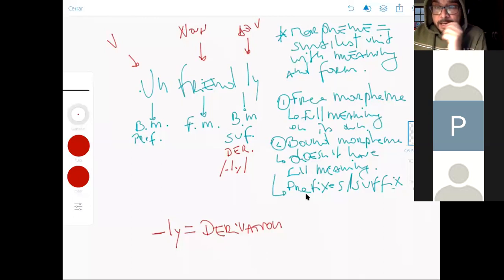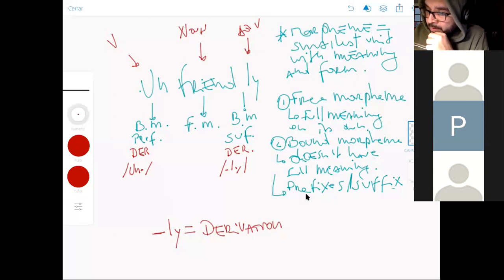Then I would say that un, which is a bound morpheme prefix, is also creating a change inside of the free morpheme, because friend is a noun, but unfriend is a verb. Therefore, that prefix is deriving the free morpheme into another word class. So un is a bound morpheme prefix, derivational as well. And then I just have to add the prefix. Then the free morpheme is completed.